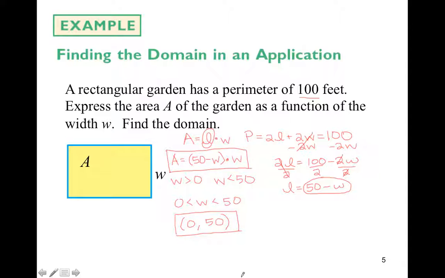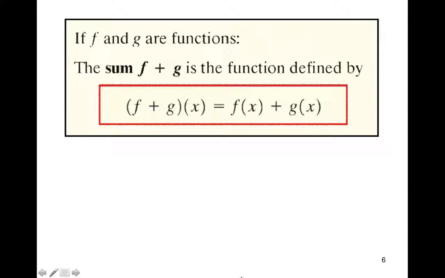Okay. The next thing we're going to look at is combining functions. A couple of ways to do that. The first is the sum of two functions. So the notation is f plus g of x, and that is simply taking the two functions separately and adding them together, f of x plus g of x.